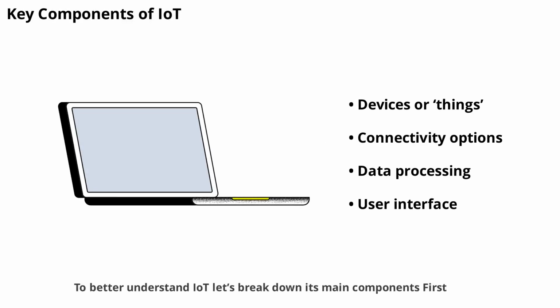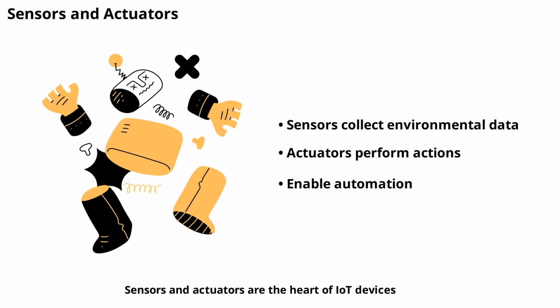To better understand IoT, let's break down its main components. First, there are the devices or things themselves. These could be anything from a smartwatch to a smart refrigerator. Next, we have connectivity, which allows these devices to communicate, usually via Wi-Fi, Bluetooth, or cellular networks. Then, there's data processing, where information collected by devices is analyzed, often in the cloud. Finally, there's the user interface, which lets people interact with the system, such as through a mobile app or web dashboard.